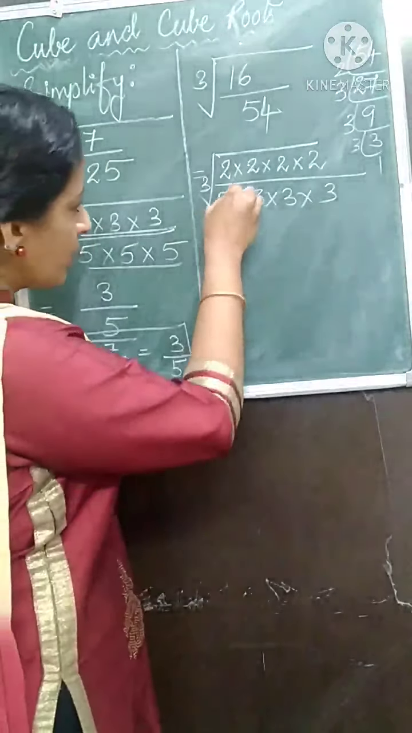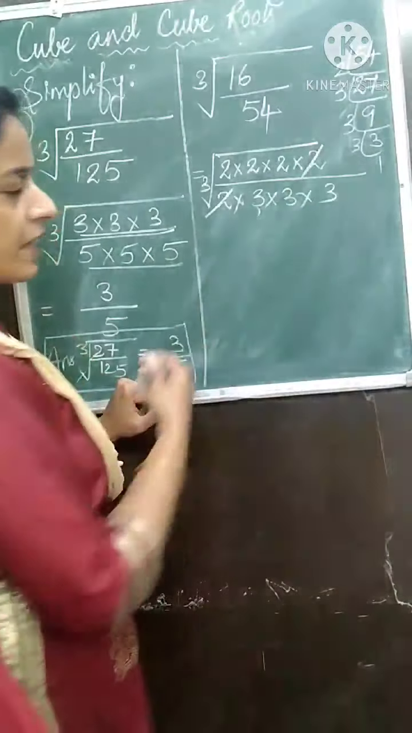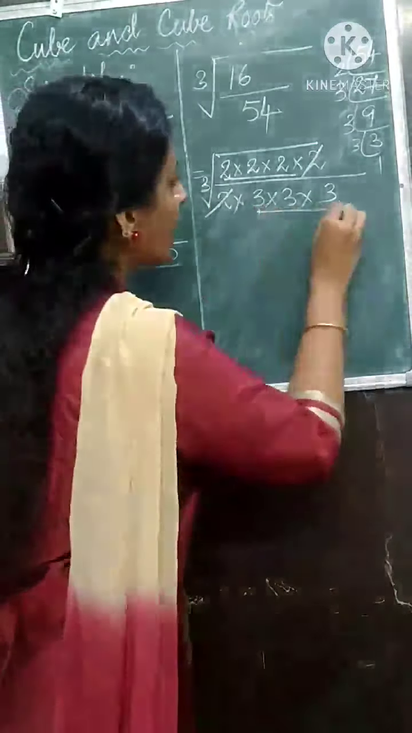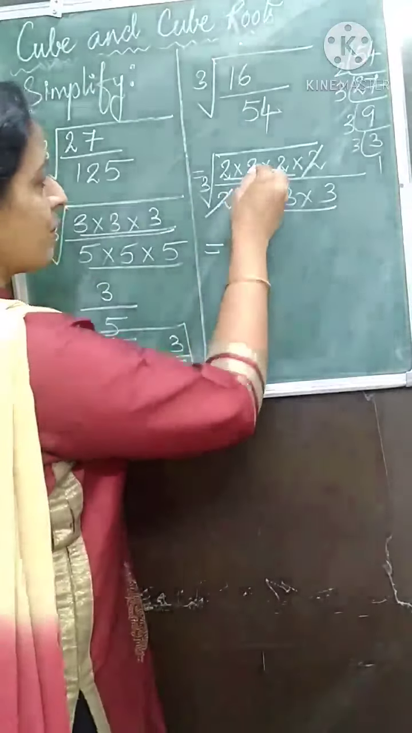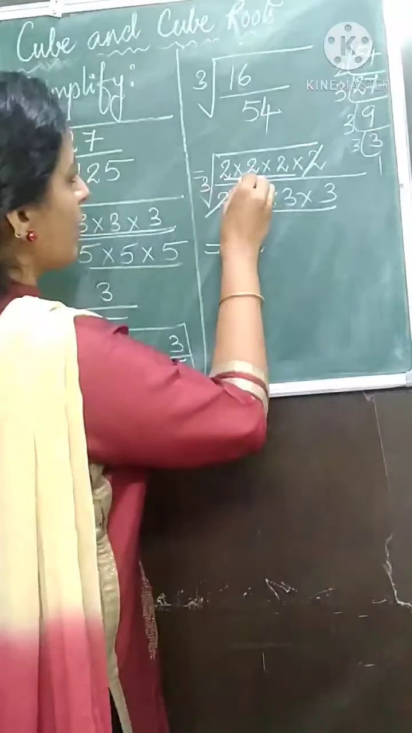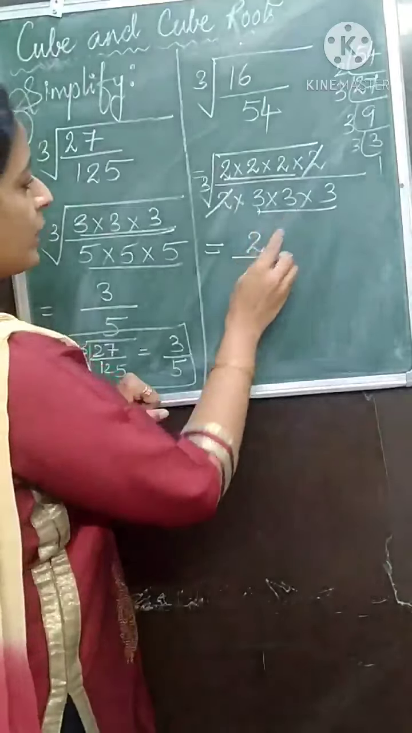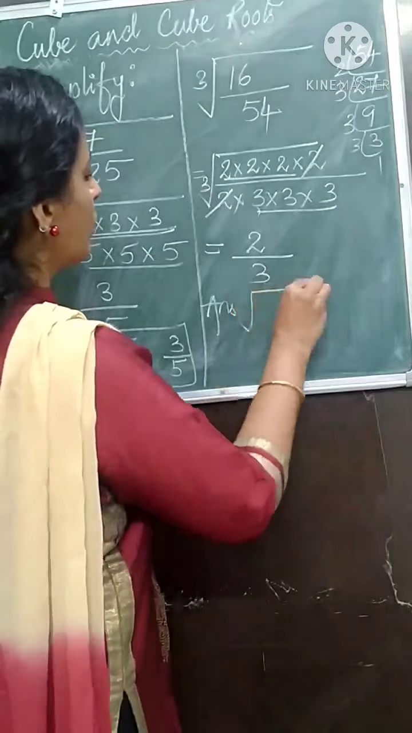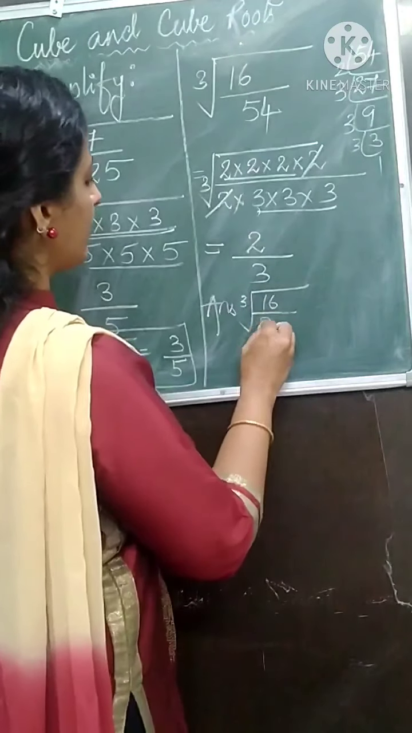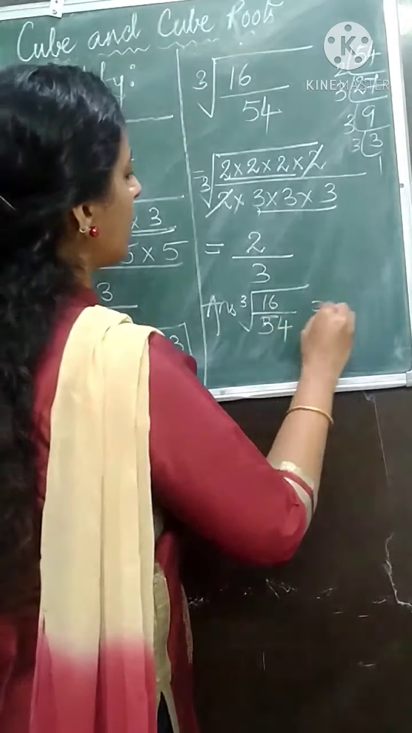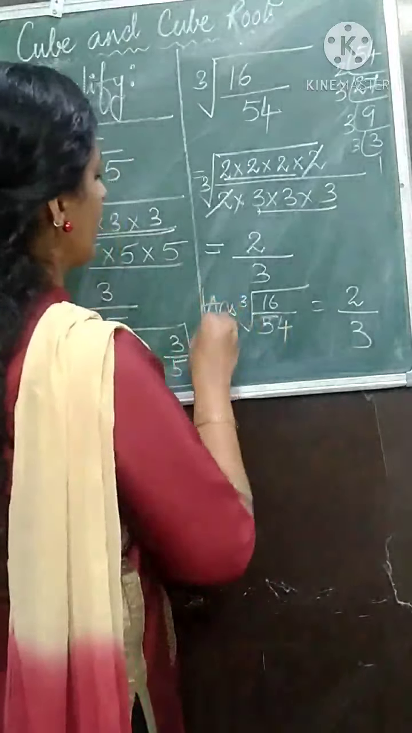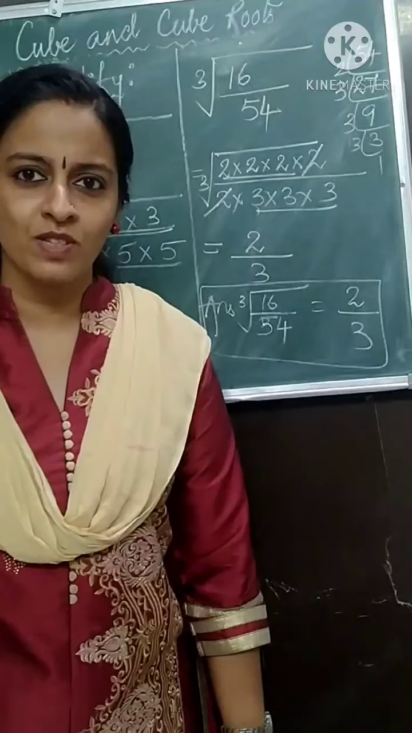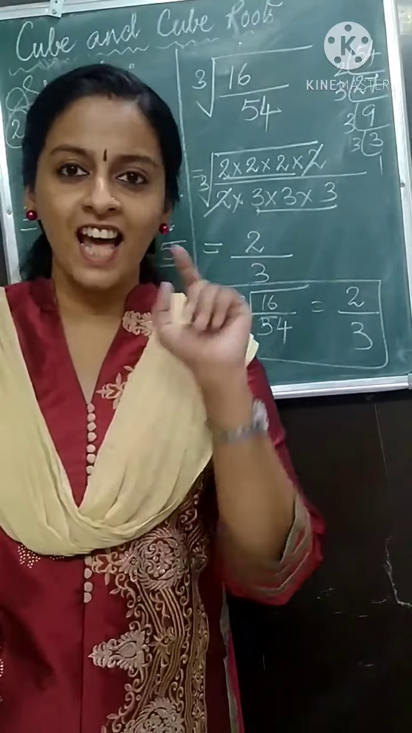Now 1 two down, 1 two up, cancel. So now you have 3 twos and here you have 3 threes. So 1 number will be taken out, from the numerator 1 two up, from the denominator 1 three down. So what is the answer? Cube root of 16 upon 54 is equal to 2 upon 3. Here no negative sign, so tension free sums. Okay, now let's start the last sum.